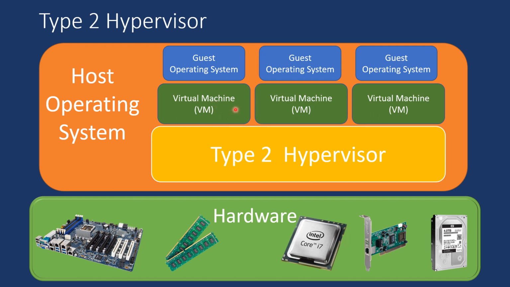So virtual machines cannot access the hardware directly, but through the hypervisor, and from the hypervisor through the operating system to the hardware. Now, as we will see, in type 1 hypervisor, the hypervisor itself is the one directly connected to the hardware.